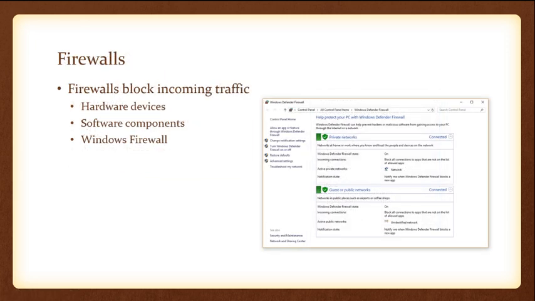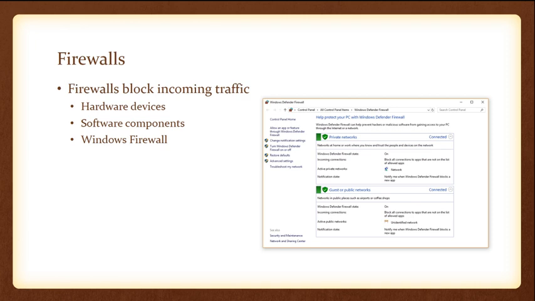All right, and then finally, the last thing we talked about, I know we've had a lot today, is firewalls. Firewalls are devices or software that protect computers from unauthorized access to and from the internet. Now, Windows comes with its own firewall system called Windows Defender Firewall. Again, make sure that's turned on and connected, but it will block certain incoming traffic that could do harm to your computer. It could do harm to your hardware devices, software components, and the Windows Firewall is going to be helpful to protect yourself from all that.